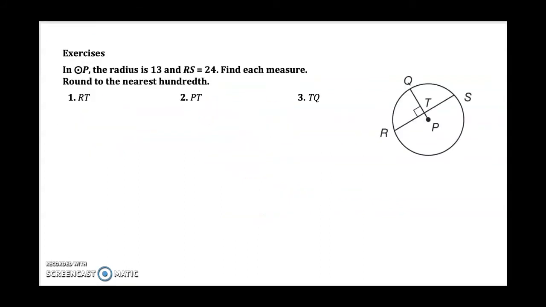Okay, so let's look at the next little bit. In circle P, the radius is 13, and RS is equal to 24. Find each measure, round to the nearest hundredth. So RT, that one's not so bad. Because this is a radius going through the center and is perpendicular to this chord, it is bisecting this chord. So each of these pieces is 12.